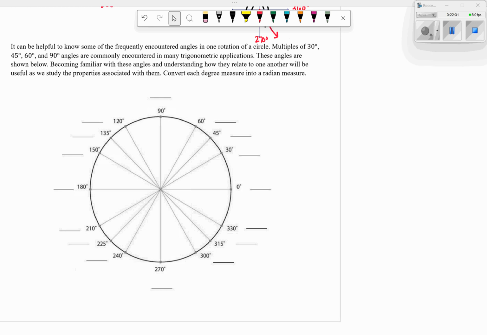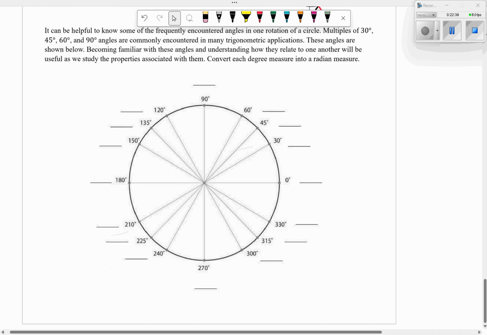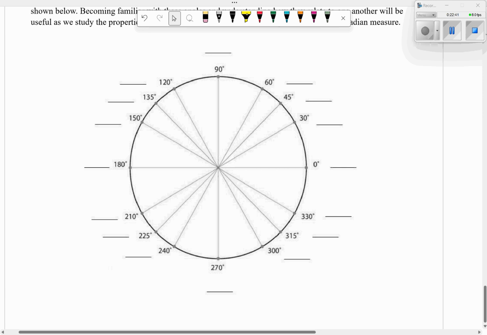It says to convert each degree to radian measure. So instead of converting them to a radian measure, we're going to learn a trick for this. So let's start off with a degree. It's going to be important that you know these without using a calculator on this circle, because it's going to relate to what we call the unit circle, which we haven't really talked about yet.